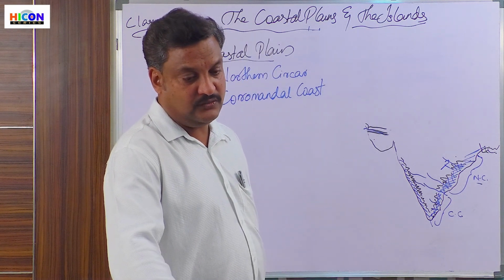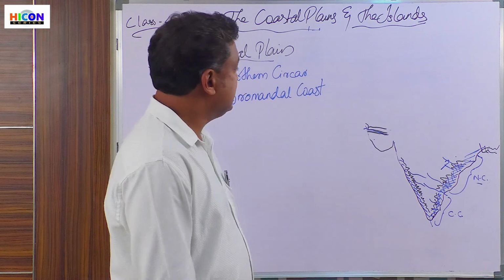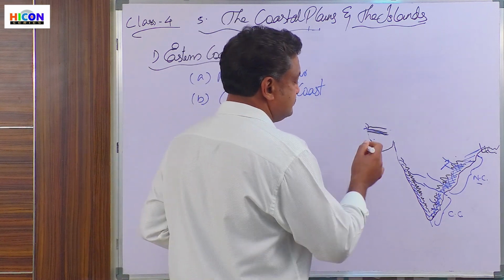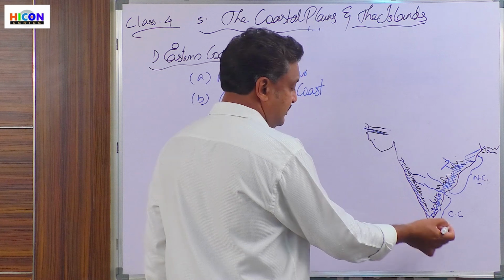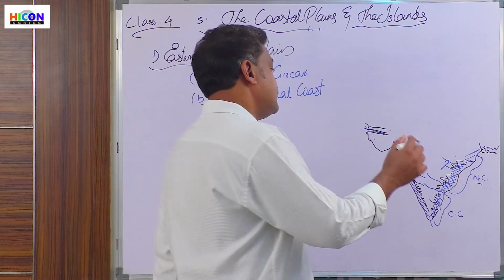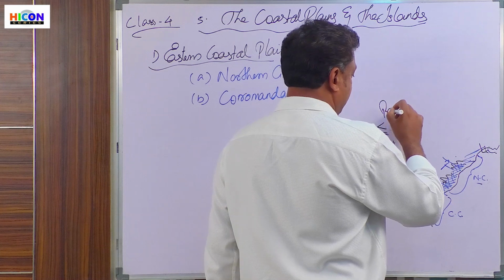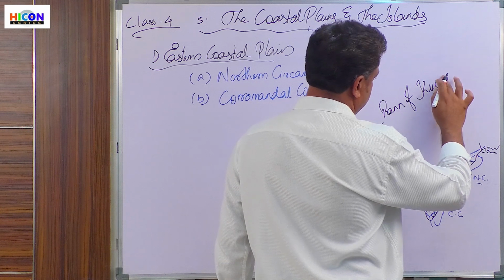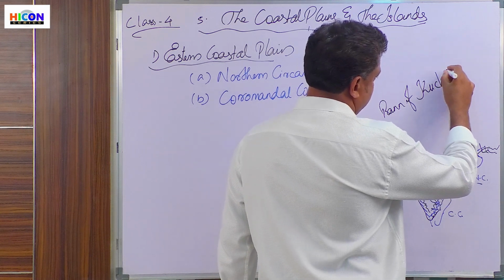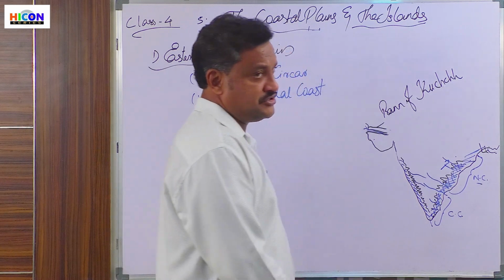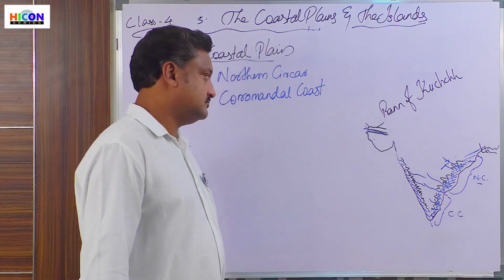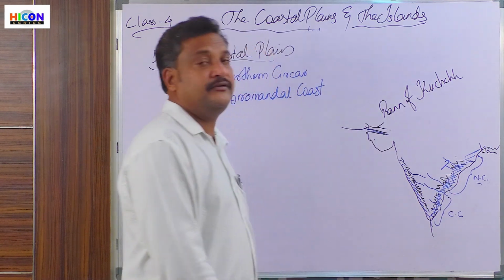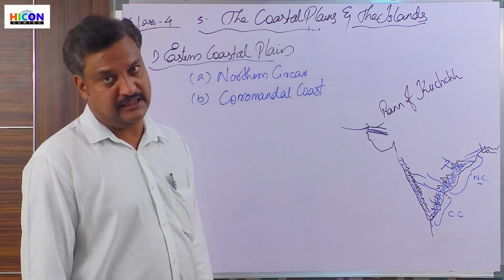Now, the western coast actually is from Gujarat till Kanyakumari. Okay, so this region is known as the Rann of Kutch, right? So right from here till here we have the western coastline, right?